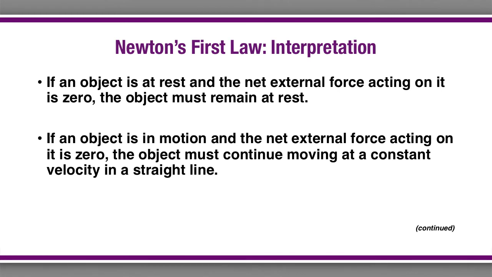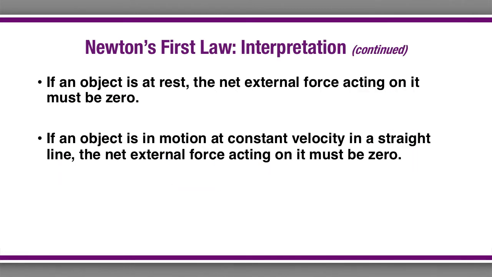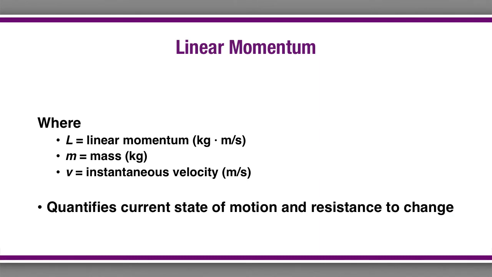Interpreting Newton's first law, we know that if an object is at rest and the net external forces acting on it are 0, the object must remain at rest. If the object is in motion and the net external forces acting on it are 0 again, the object must continue moving but at a constant velocity and in a straight line. Continuing this interpretation, one component that is extremely important that you all remember is that the net external forces acting on these objects must remain 0 throughout, whether this object is at rest or in motion.